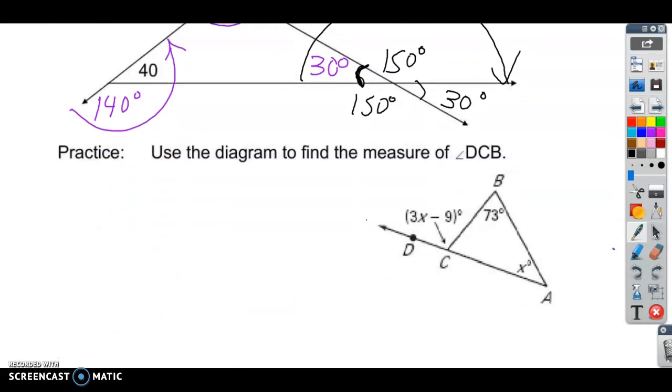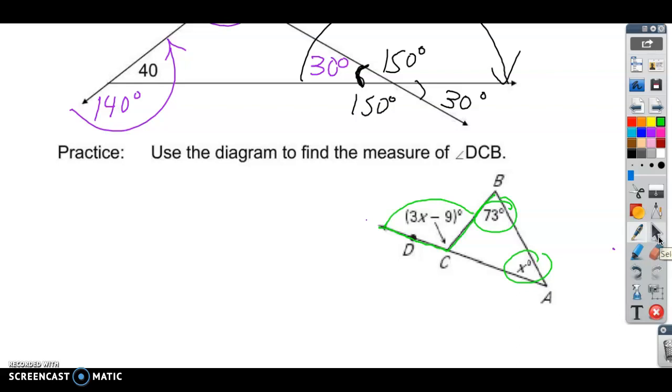Use the diagram to find the measure of angle DCB. Let's figure out where is that. DCB. That's the angle we need. We know from the exterior angle theorem that the measure of this angle is equal to the sum of the two angles that are not next to it, that are not adjacent.